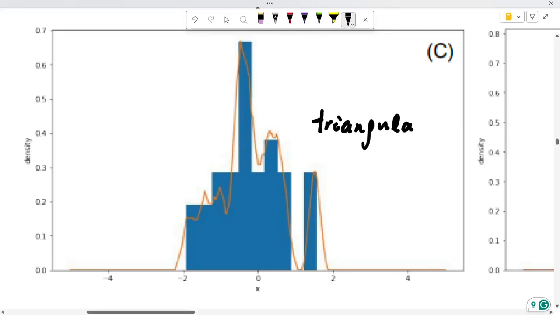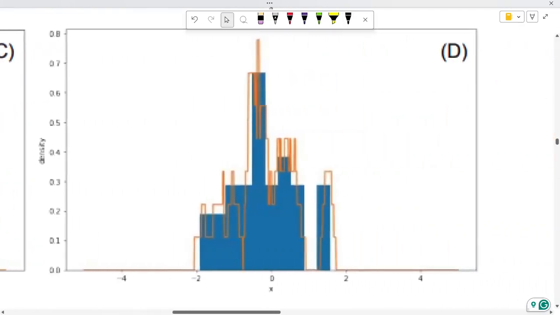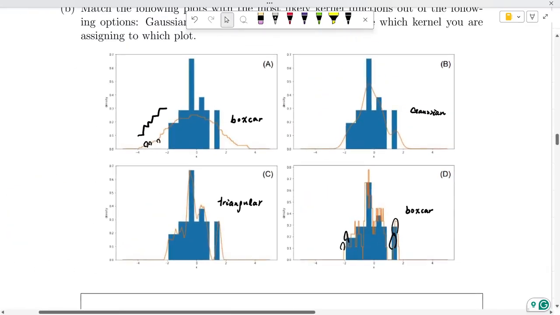And last but not least, the D1 has a bunch of square waves, so we would say that it's the boxcar. Nothing else can really exist and make this pattern. Okay, so these are the labelings.